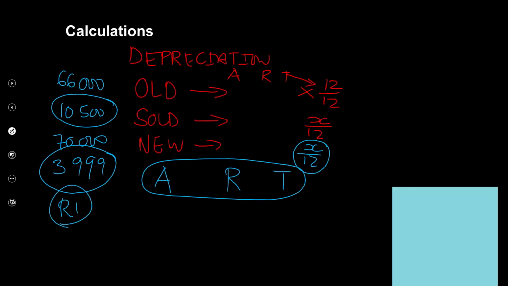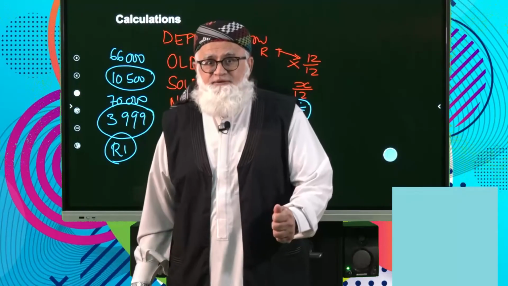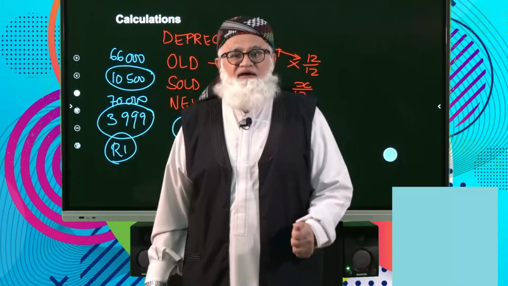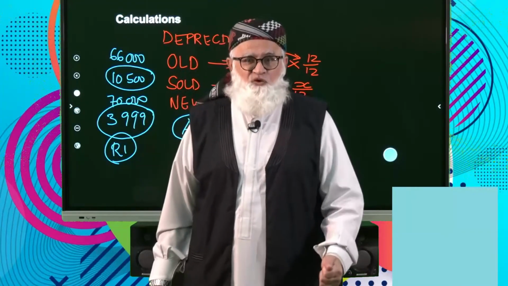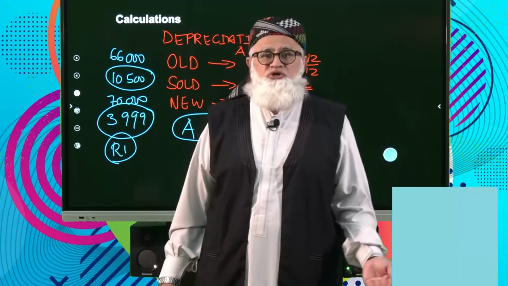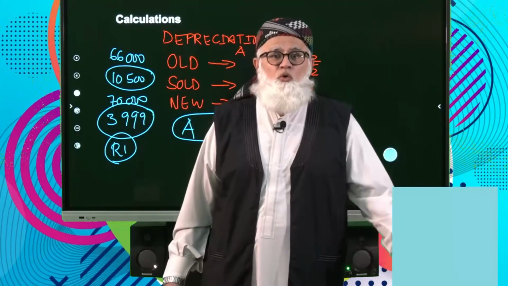Now, why 1 Rand? Because we've said in the past, and we're repeating, that an asset has to have value, and therefore you bring it down to the least amount that you can show it in your books, and that was the amount of 1 Rand.